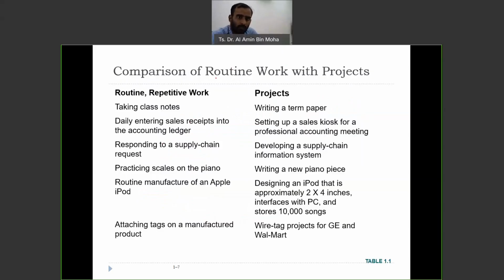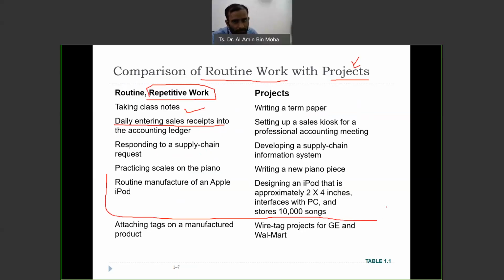And as we mentioned earlier, what's the difference between projects and routine works? In the definition of project, we can see it's non-routine work, right? So routine is repetitive work that we do every day. Examples are taking class notes, daily entering sales receipts into the accounting ledger, responding to a supply chain request. Just take this as an example to make sure we understand. Okay, routine manufacture of an Apple iPod.